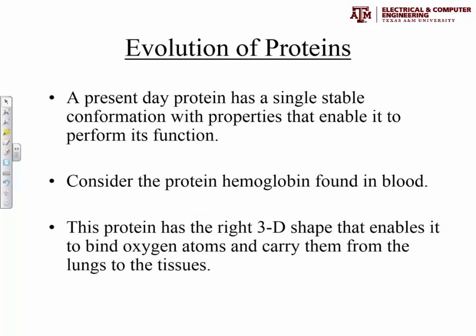So a present day protein has got a single stable conformation with properties that enable it to perform its function. For example, consider the protein hemoglobin found in blood. This protein, as I've been repeatedly saying, has exactly the right 3D shape that enables it to bind oxygen atoms and carry them from the lungs to the tissues, right?